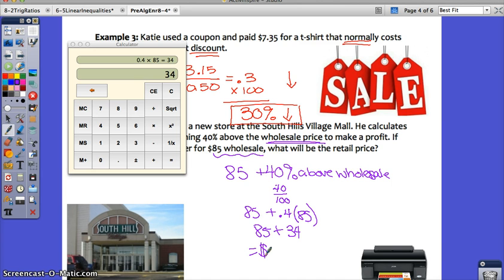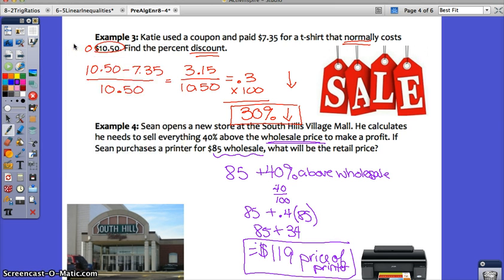Well, 85 plus 34 is going to give you $119. That's going to be the price of the printer that he's going to sell it for. So if you're finding the new price, again, let's kind of recap that. Since he was selling it for 40% above the wholesale price, you took the wholesale price and you added, because it was above, 40% of that cost. Remember, to find a percent of a number, you use the decimal and multiply it by that number.